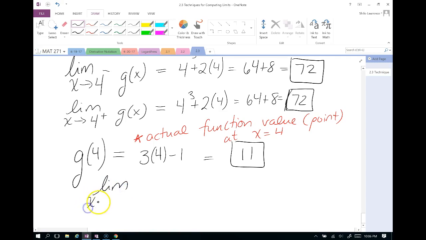So I did that to try to trick you, because now if we want just our general standard limit, the limit as x approaches 4 for g of x, that has nothing to do with the function value. What we said back at the beginning of 2.2 is the limit will exist, and it will be equal to whatever your left and your right approach, as long as they approach the same number. So our left and our right both approach 72, so the limit is going to be 72.